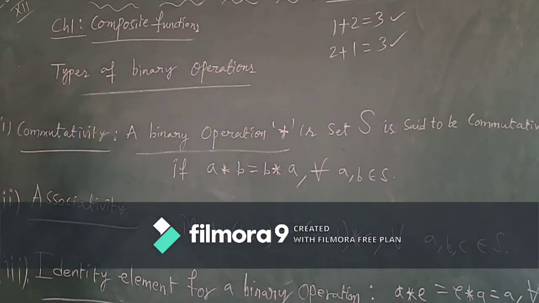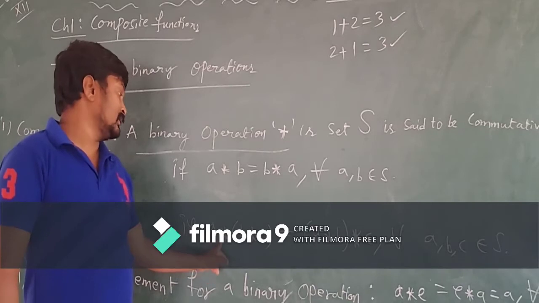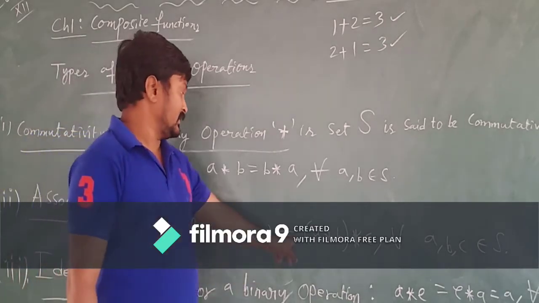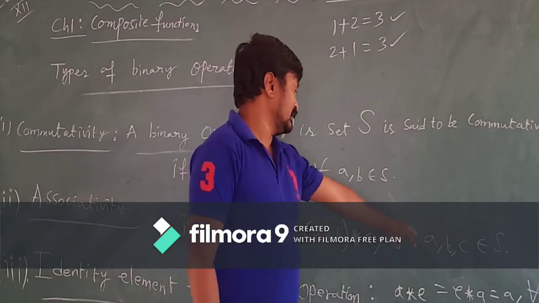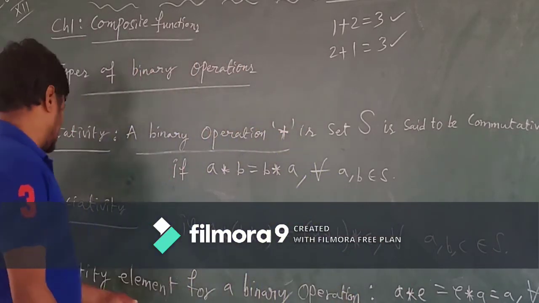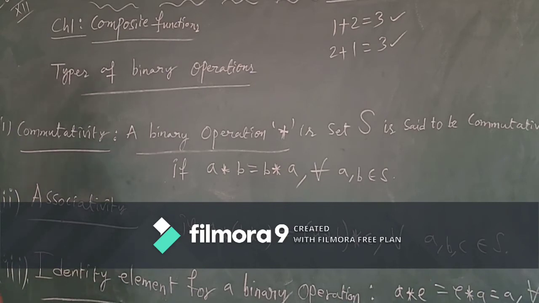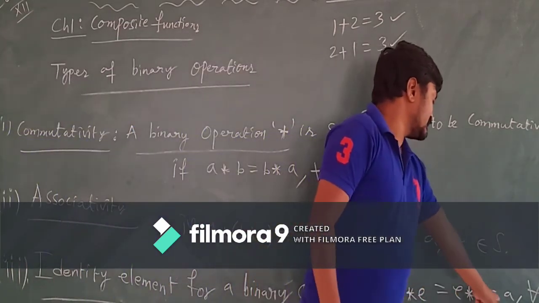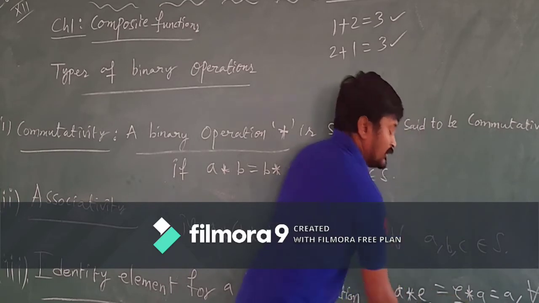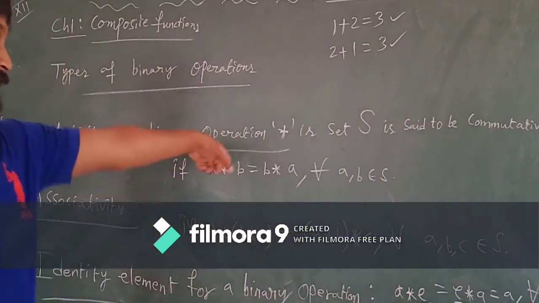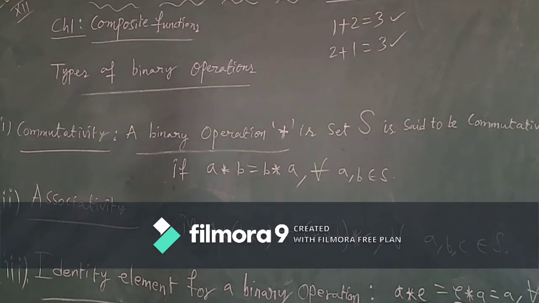Let's move on to associativity. A binary operation star on a set S is said to be associative if (A star B) star C is equal to A star (B star C) for every A, B, C belongs to S. Same method for the identity element of a binary operation: A star E is equal to E star A is equal to A for every A belongs to S. Here E is the identity element. In whole numbers you find A into 1, 1 into A is equal to A. In the same way here also A star E is equal to E star A is equal to A.